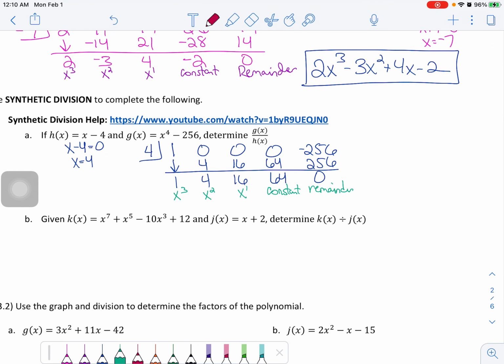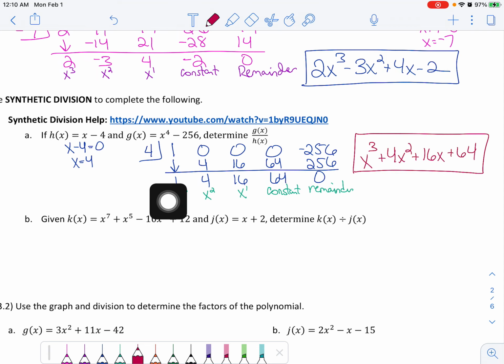So my answer, if I put it all together, would be 1x cubed plus 4x squared plus 16x plus 64. You'll notice I did not actually write the coefficient of 1. Feel free to write it if it makes you happy. It's not going to change whether the answer is right or wrong.